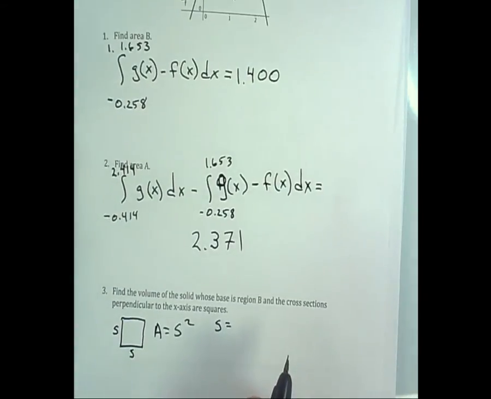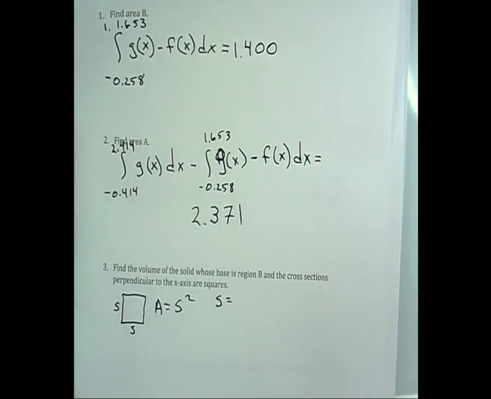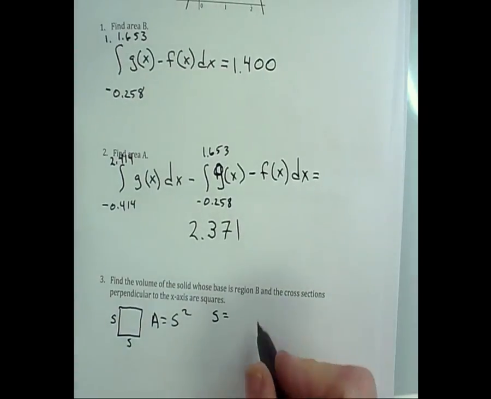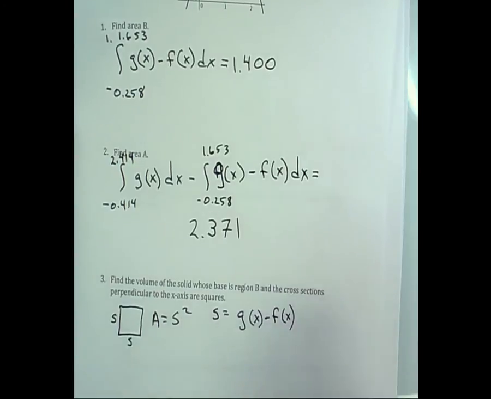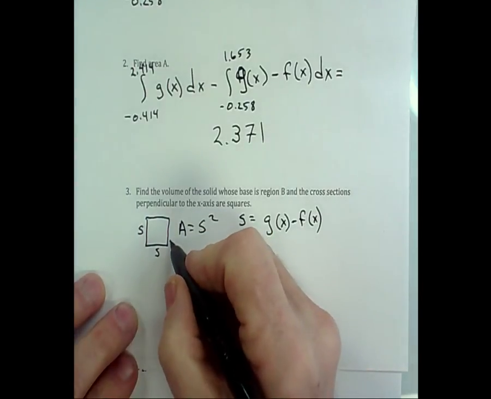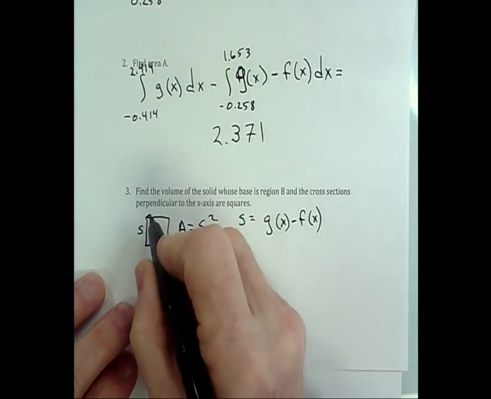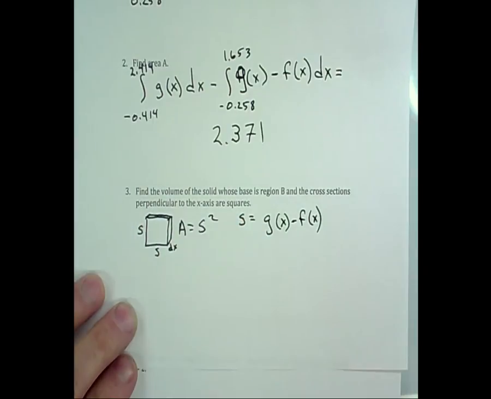So how would I write that? In terms of x, that'd just be g of x minus f of x. Very good. Now you want to set up the integral for this? Remember, the squares are dx thick, very, very thin. So I'm going to integrate g of x minus f of x, squared.